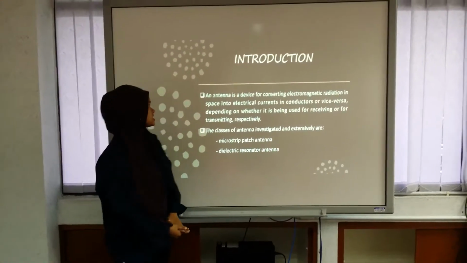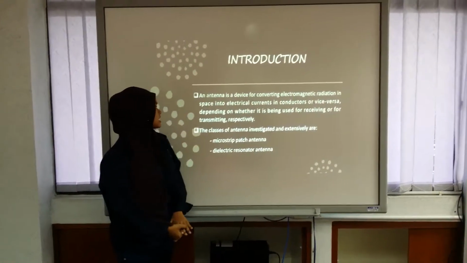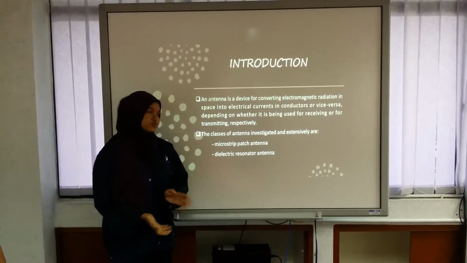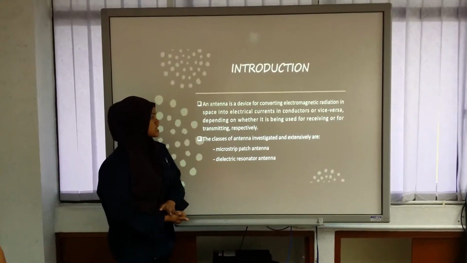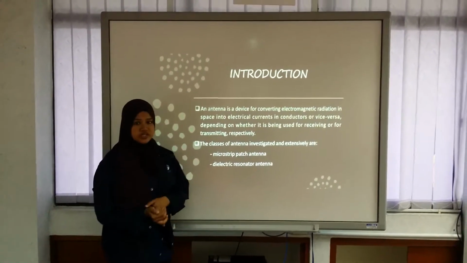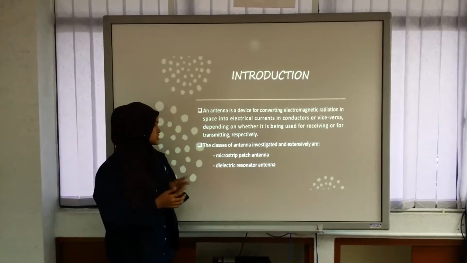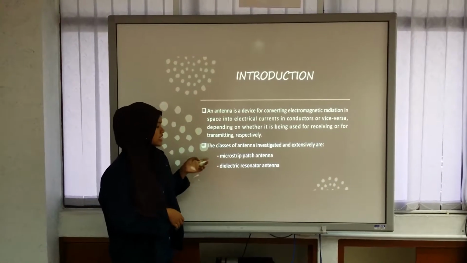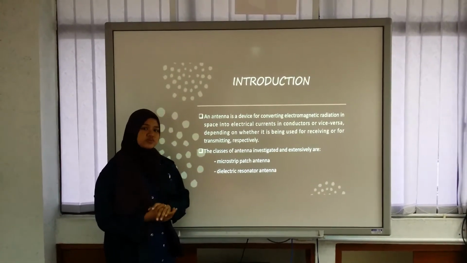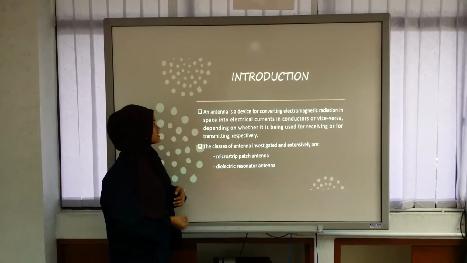As for the introduction, an antenna is a device for converting electromagnetic radiation in space into electrical current in a conductor, or vice versa, depending on whether it is used for receiving or transmitting respectively. Antennas are divided into two categories, which are the microstrip patch antenna and the dielectric resonator antenna. Today, we are going to explain further about the dielectric resonator antenna.